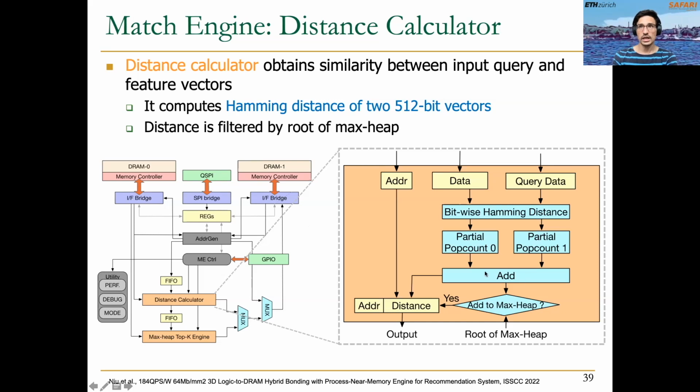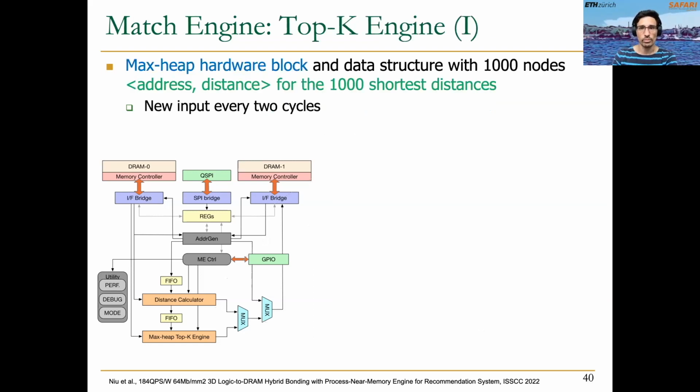And after that, the distance that represents how similar or dissimilar the query and the data are, we compare it to the root of the max heap that belongs to the top K engine that we are going to describe in the next slide. Depending on how it compares, we will record this as a candidate that matches or not. Let's take a look at this top K engine.